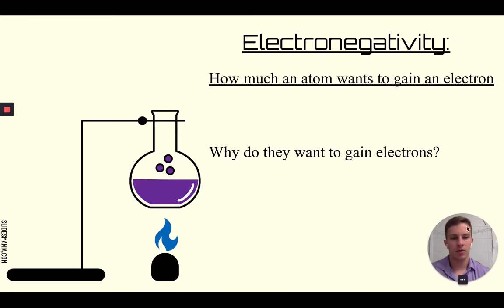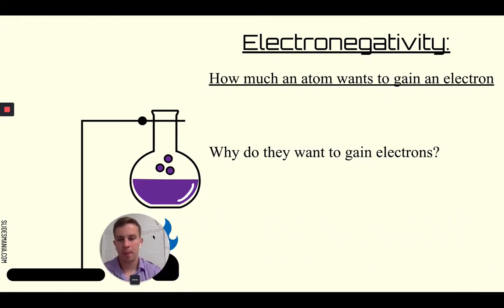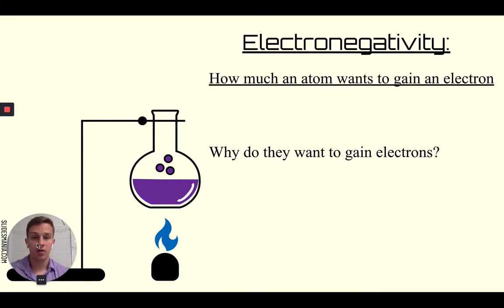The last concept that we'll talk about today is called electronegativity. And you'll notice that the octet rule, valence electrons, and electronegativity all go hand in hand. The definition of electronegativity, which is underlined, you should write it down, is how much an atom wants to gain an electron. Another way of saying that is how badly does this atom want to take in more electrons?